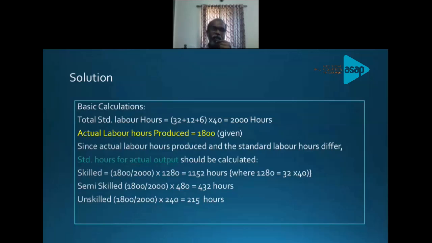The standard number of employees in the gang is 50, and they are given a 40-hour week. So the total number of labor hours is 50 into 40, that is (32 plus 12 plus 6) into 40. 40 is the hours per week. So 50 employees for 40 hours is equivalent to 2,000 labor hours.